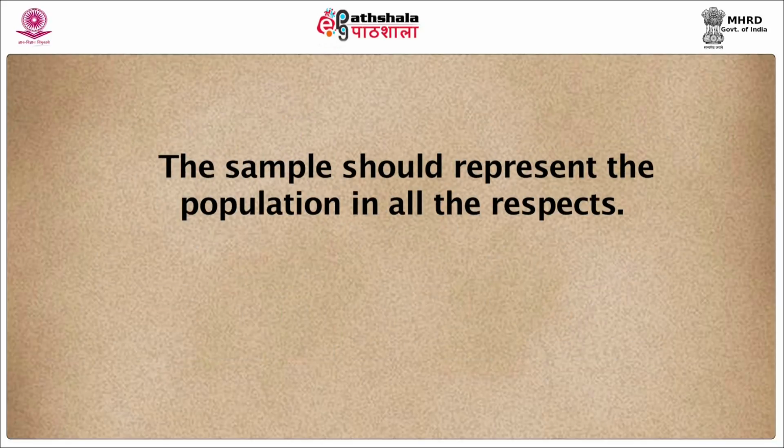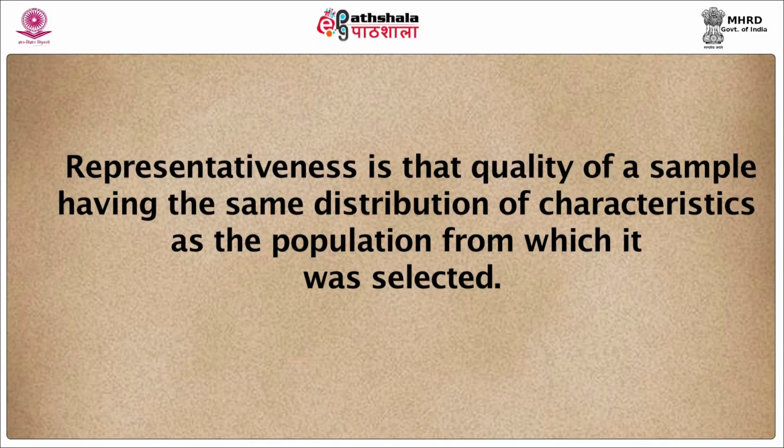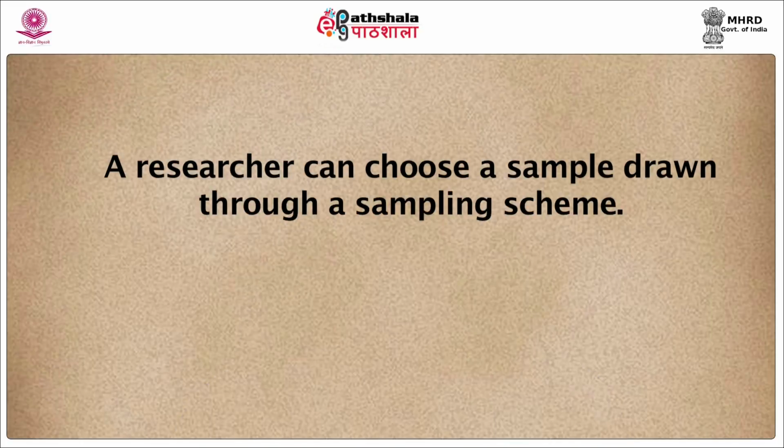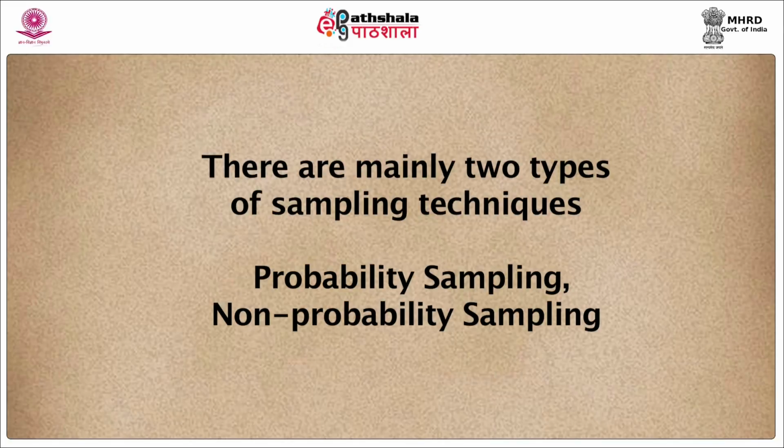The sample should represent the population in all the respects. Representativeness is the quality of a sample having the same distribution of characteristics as the population from which it was selected. So, the question here is how to draw a sample. A researcher can choose a sample drawn through a sampling scheme. These are generated through various sampling techniques. There are mainly two types of sampling techniques: probability sampling and non-probability sampling.